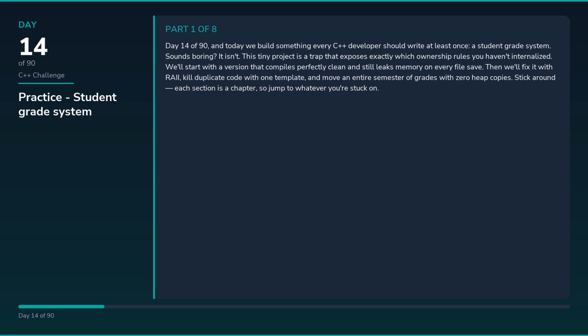Day 14 of 90, and today we build something every C++ developer should write at least once, a student grade system. Sounds boring? It isn't. This tiny project is a trap that exposes exactly which ownership rules you haven't internalized. We'll start with a version that compiles perfectly clean and still leaks memory on every file save.